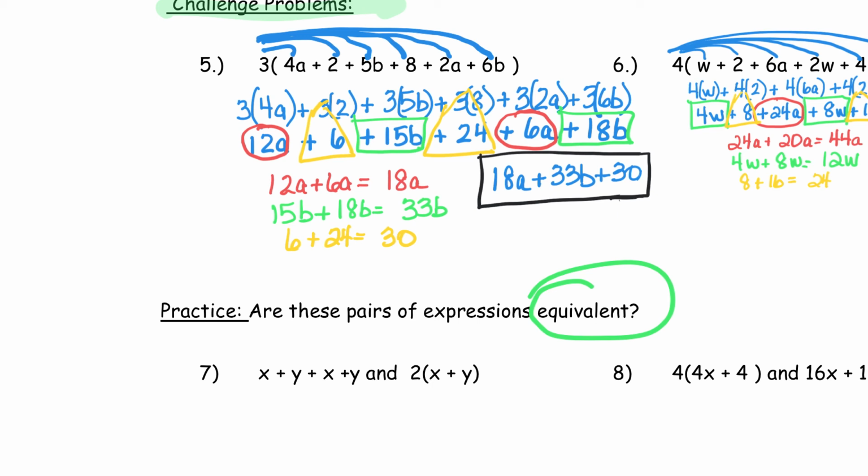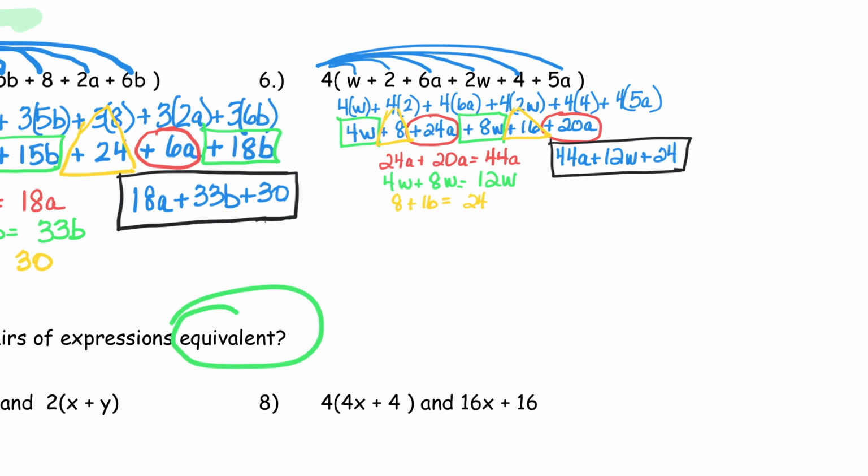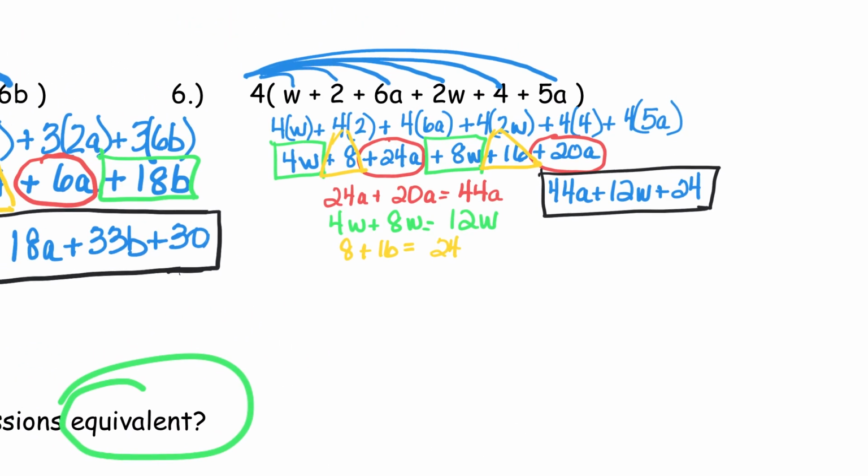Check your work. Here is the answer to challenge problem number 5. Final answer was 18A plus 33B plus 30. Notice I did everything in colors and in shapes. If you find that using colors helps you rather than shapes, you can take out a couple of either colored pencils or colored highlighters, and that will help you as well. And you don't have to make shapes, you could just use colors. Whatever helps you, whatever works best. And if we slide over and take a look at problem number 6, check your work, see how you did. 44A plus 12W plus 24 is your final answer.